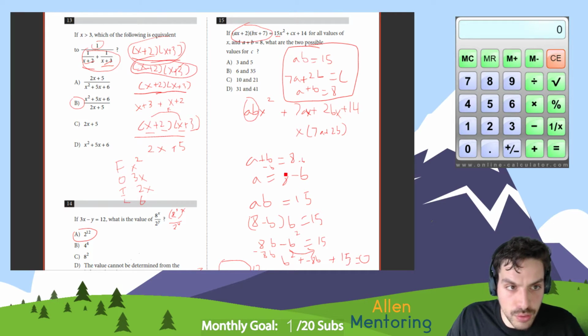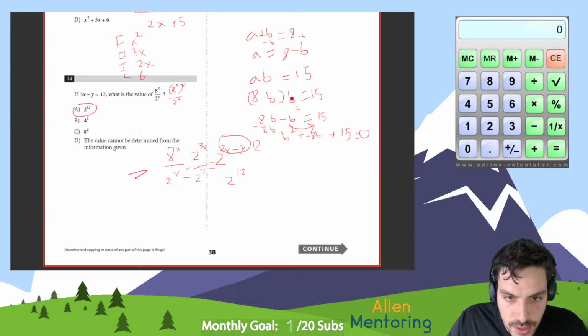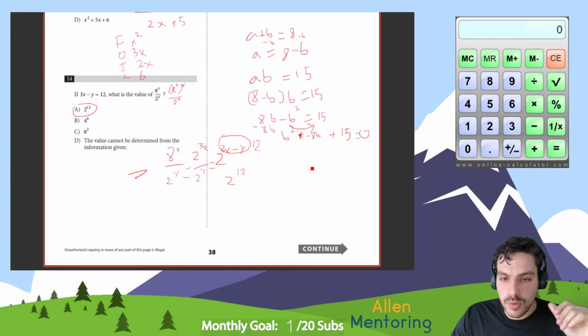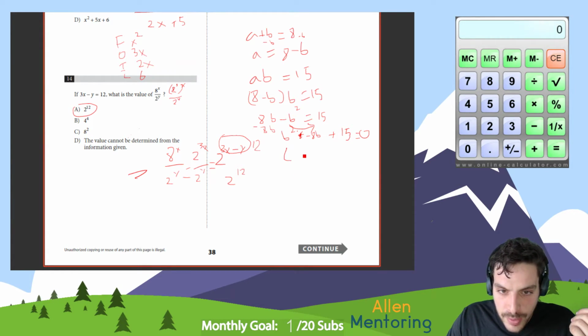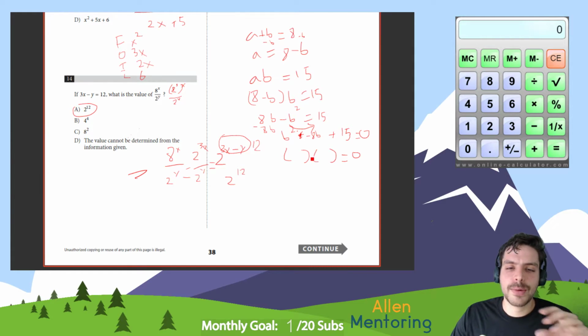Do I have a space below? Oh yeah, sweet. That's perfect. So b squared minus 8b, don't worry about this plus sign, plus 15 is equal to 0. So how do I solve this equation? Well, we want to factor it in such a way where we can break them down into two solutions to this. I'm sure you've seen this in your algebra class. How do we factor this?